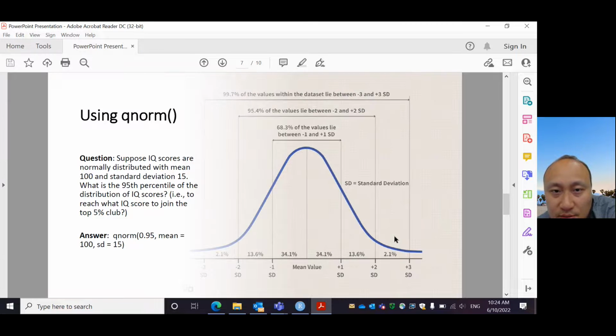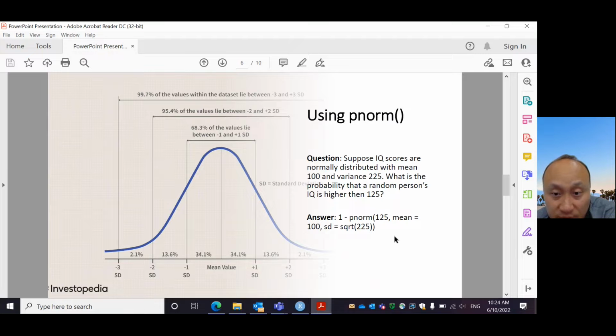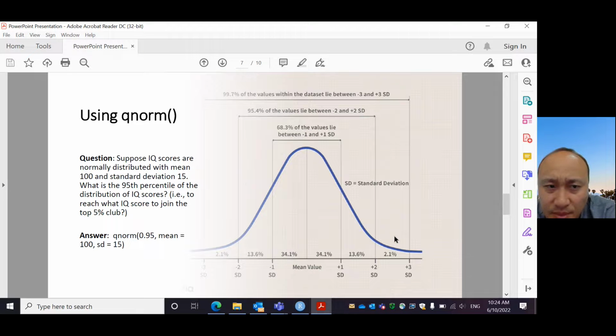All right, next, the quantile function of the normal distribution. You can think of this one as the opposite of the p function. Previously, in the p function, we gave a quantile, a value of the random variable, and got a cumulative probability. For the q function, we give the function a cumulative probability, and the function will return the quantile, the value of the random variable.